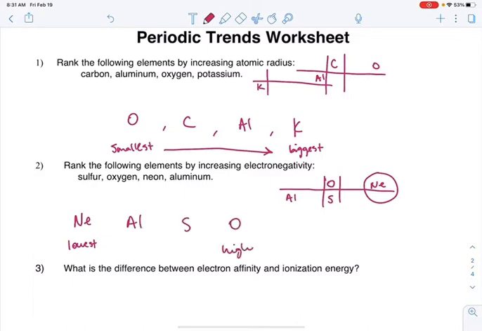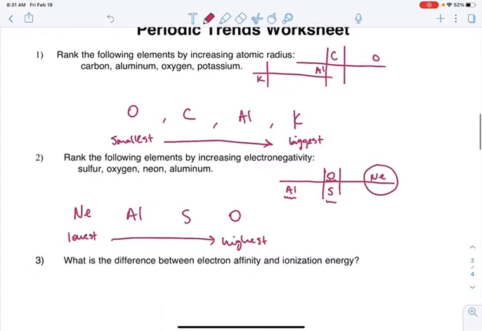Oxygen is the highest. The reason for that is because aluminum is the furthest to the left and the furthest down, right? So it's closest to the bottom left-hand corner as the lowest. Then you move over to the right, same level, sulfur, higher than aluminum. Then if I move up, sulfur is less than oxygen, right? So if you start here at aluminum, sulfur would be higher because it's further to the right, and then oxygen would be higher because it's further up. So that's how that one's going to work out.